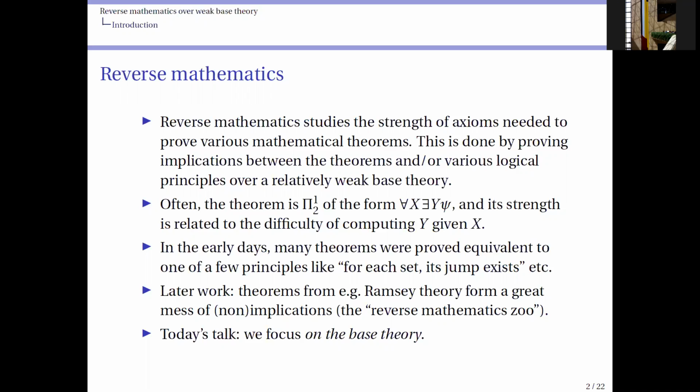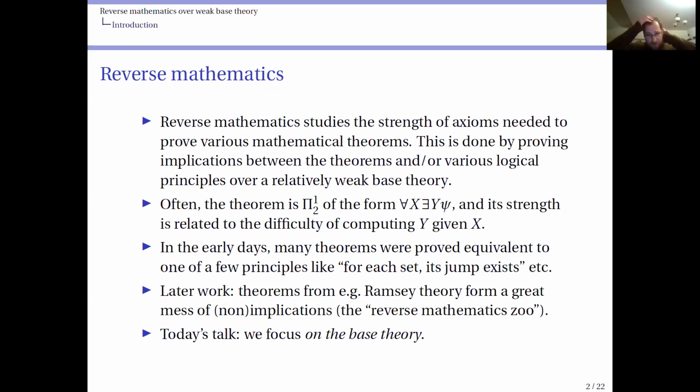It used to be, in the early days of reverse mathematics, say the 70s and 80s, that lots of theorems were studied, and most of them turned out to be either provable in the base theory that I'll discuss in a moment, or equivalent to one of a small number of well understood logical principles that typically had a clear computability theoretic meaning. For instance, these principles could be like, for each set, the jump of that set exists.